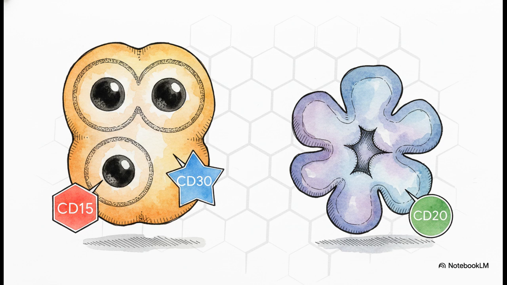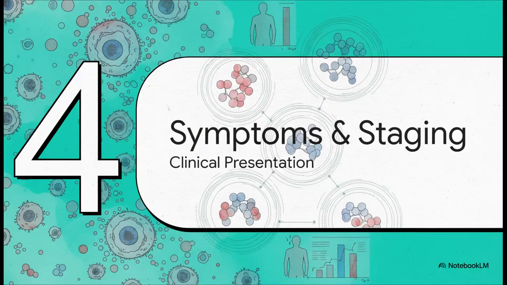On the flip side, the variant NLPHL subtype will stain positive for CD20. Lock those numbers into your brain. CD15 and 30 for classical, CD20 for those popcorn cells of NLPHL. Section 4. Symptoms and Ann Arbor staging, clinical presentation.